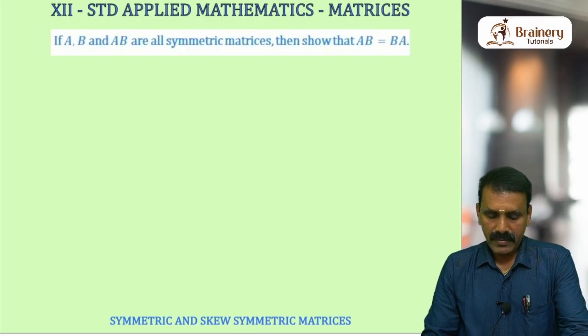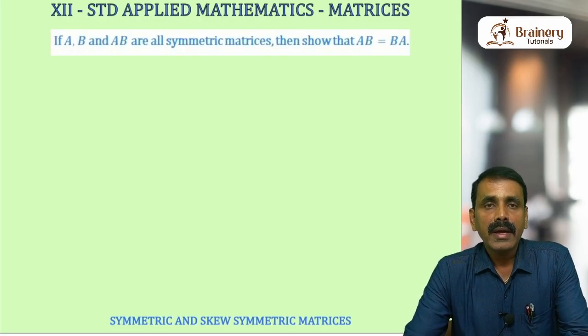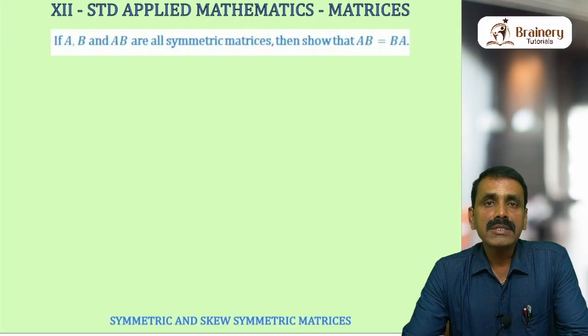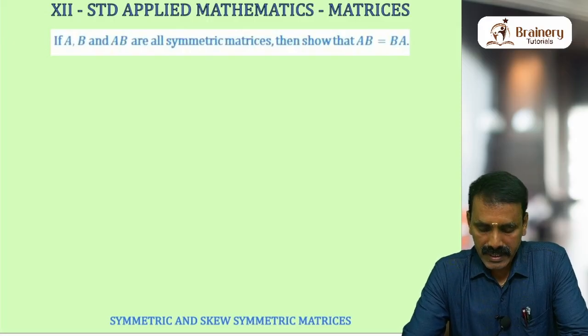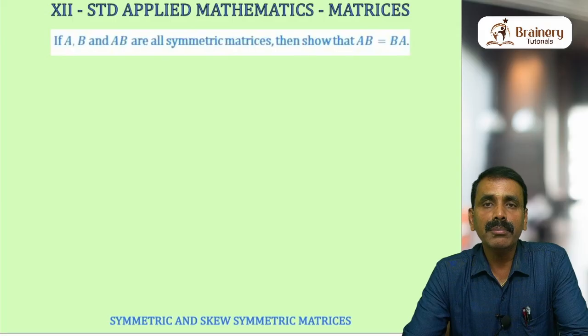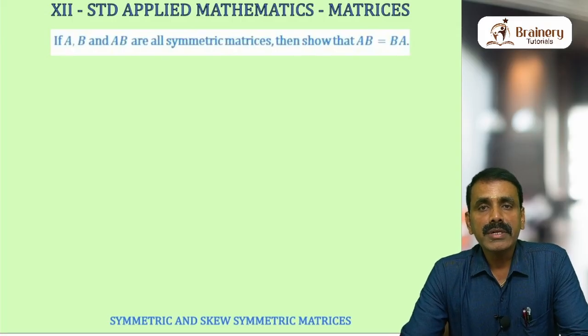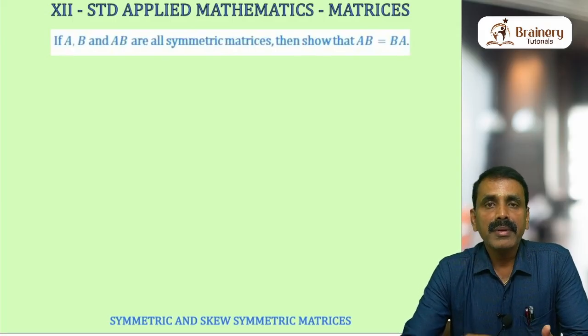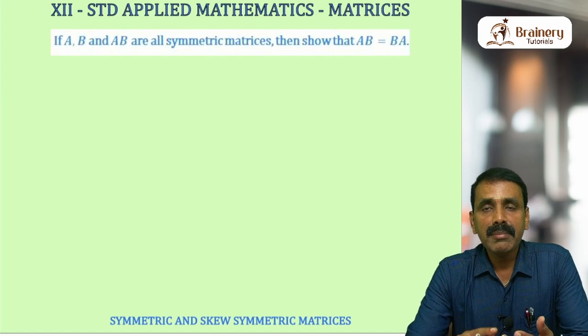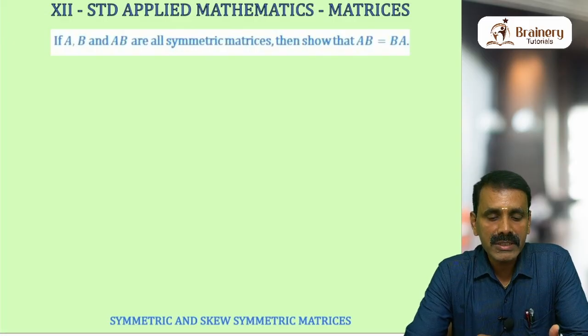Now see this question. A, B and AB are all symmetric matrices. They have given. In that case, we must prove that AB is equal to BA. In the previous question, A and B were given as symmetric matrices and AB equal to BA, and we proved AB is a symmetric matrix. Here A is symmetric, B is symmetric, AB is also symmetric. Using these three facts, we must prove that AB is equal to BA.